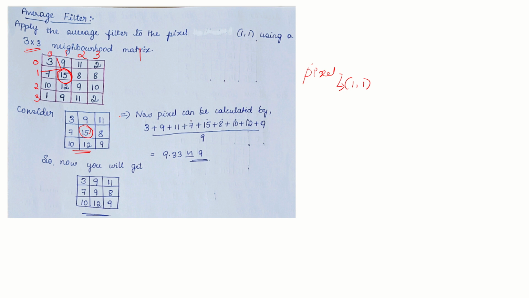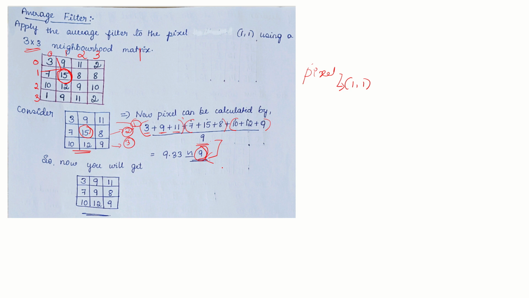So in the numerator we have to consider the sum of all the elements, that is 3 plus 9 plus 11. This corresponds to the first row elements. Second row elements are 7, 15, 8. Third row elements are 10, 12, 9. Isn't it? First row, second row, and third row, divided by the total number of elements. How many elements are there? It is 9. So if I do this, the answer will be approximately 9.33. So I have to approximate that to 9.